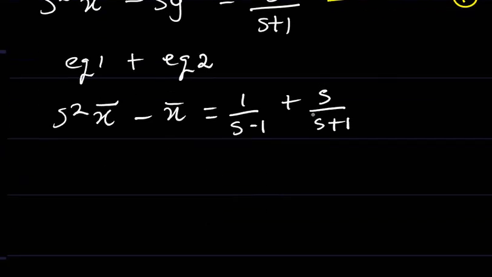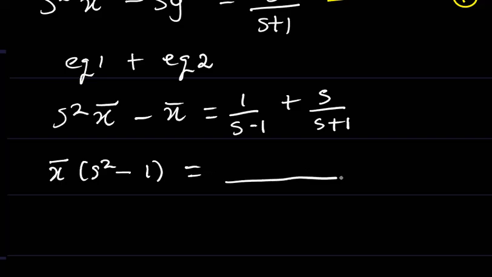All right, can we proceed? Yes, we can. Taking x bar out as a common factor, I have s squared minus 1.